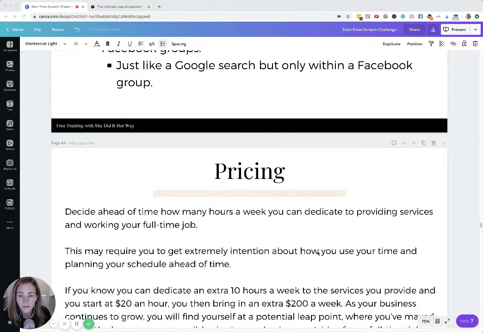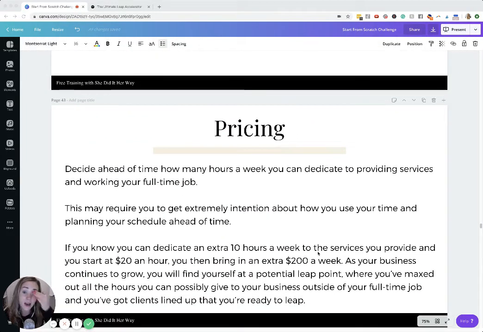The other thing is when we talk about deciding how many hours a week you want to work, really look at your schedule. This for some of you might require you to get extremely intentional about how you spend your time. And also some of you are working full-time jobs that are taking up so much of your time. So for example, I was working at a retail position before I got what's called a bridge job, because when I was working retail, I was working 60 some hours a week.